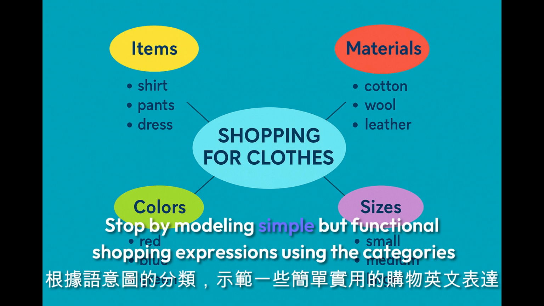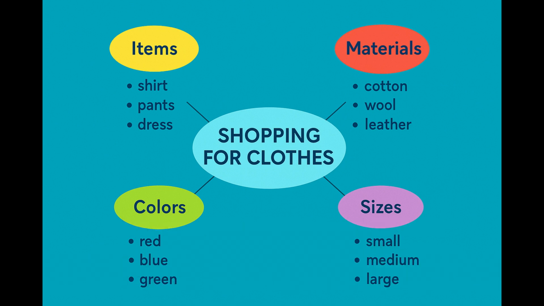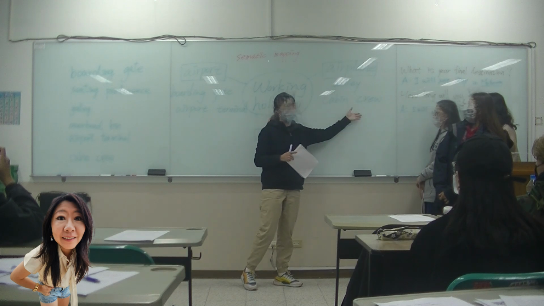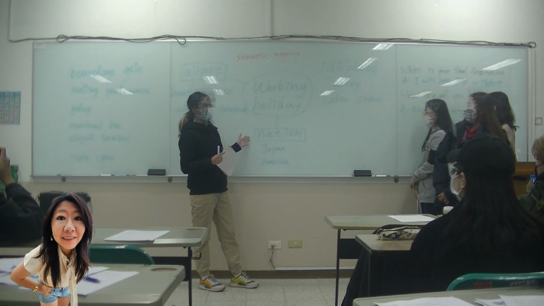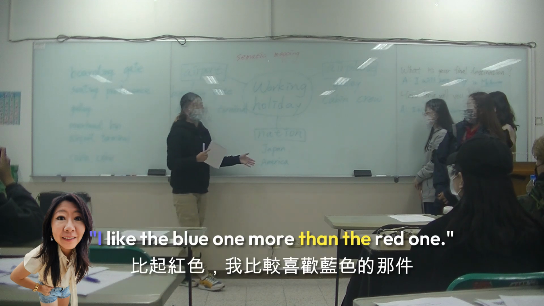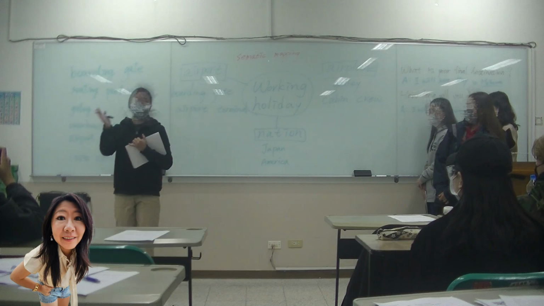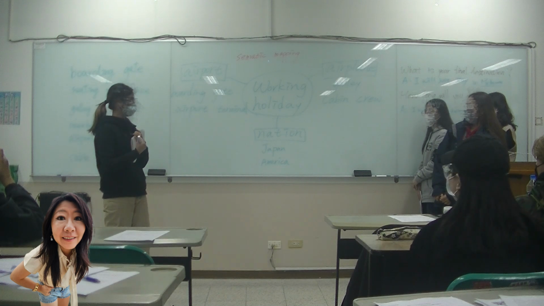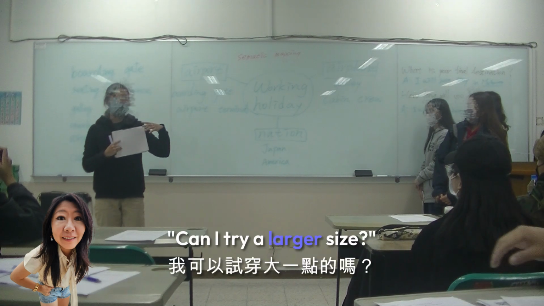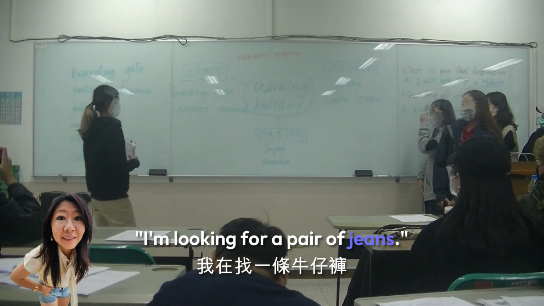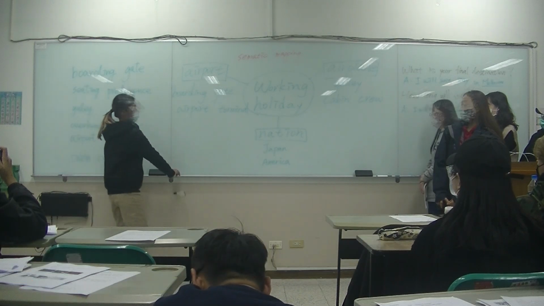Start by modeling simple but functional shopping expressions using the categories from your semantic map. Materials. What is this shirt made of? Is it 100% cotton or a mix? Colors. Do you have this in other colors? I like the blue one more than the red one. Sizes. Do you have this in medium? It's a bit tight. Can I try a larger size? Items. I'm looking for a pair of jeans. How much is this jacket?